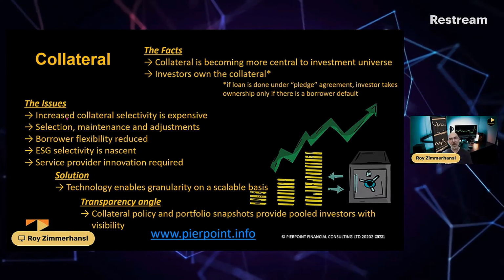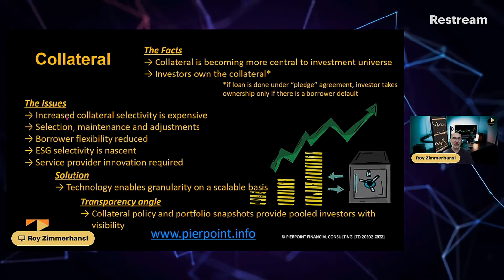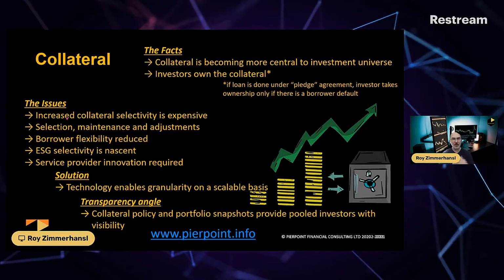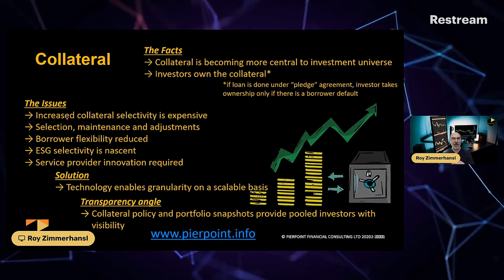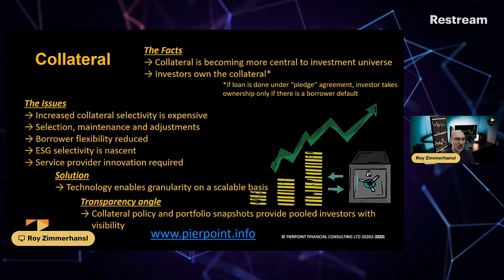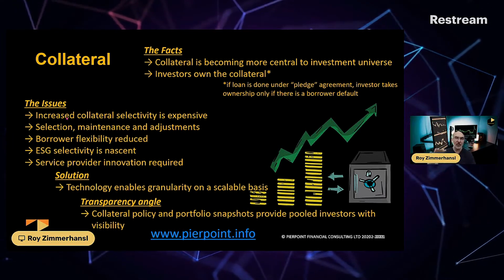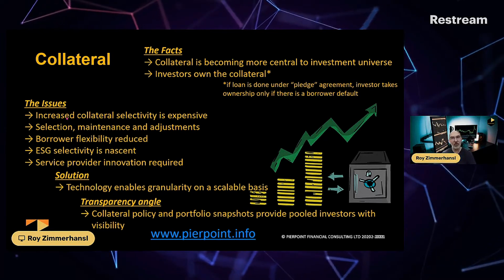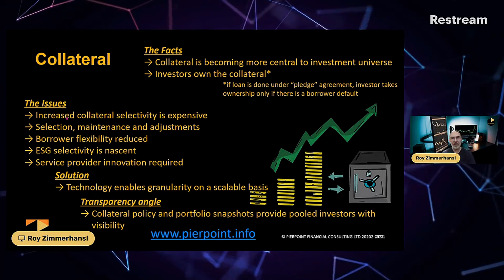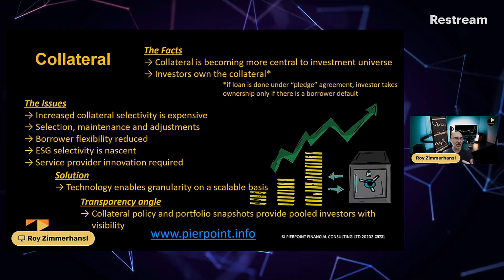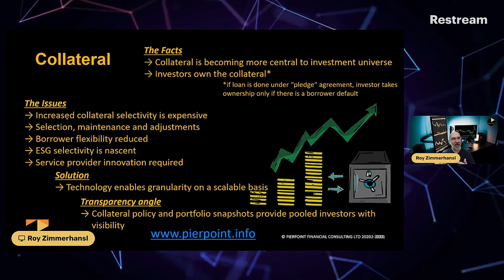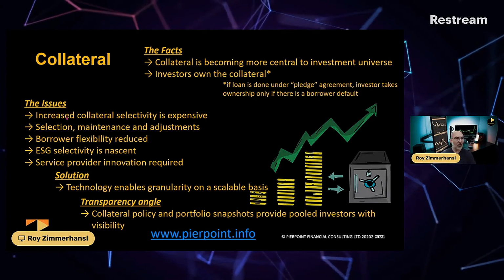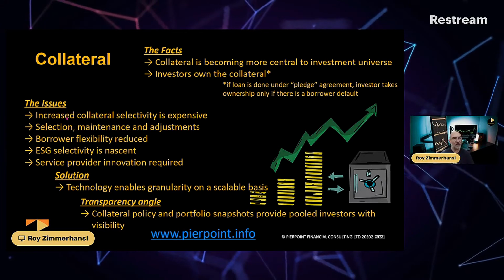They have to go through the selection process, the maintenance process, the adjustment process. There's a lot of day-to-day work in collateral maintenance. Now, of course, that's reduced where tri-party is used, and that'll be another future video that I do. But there's also quite a lot of bilateral collateral that still happens today. And as I said, when borrower flexibility is reduced, that means that, A, they're less likely to borrow from you if you are a lender and too selective.